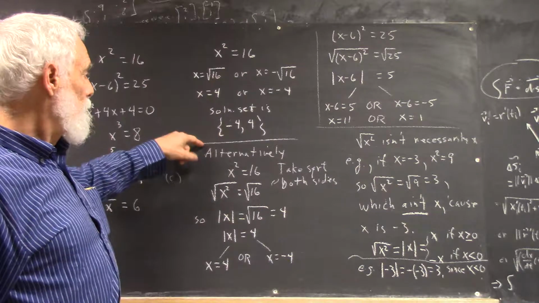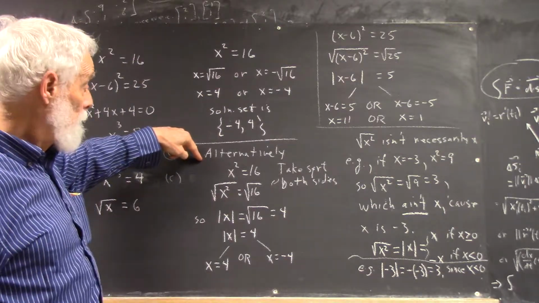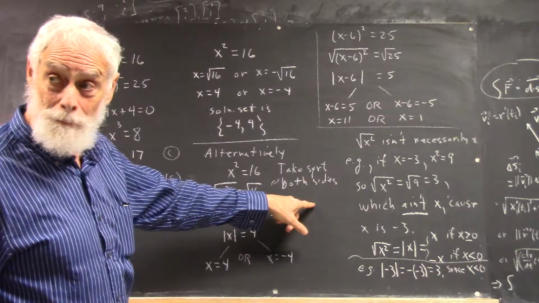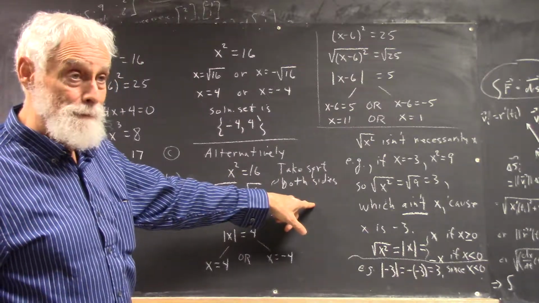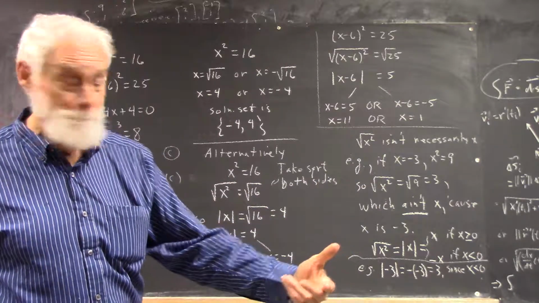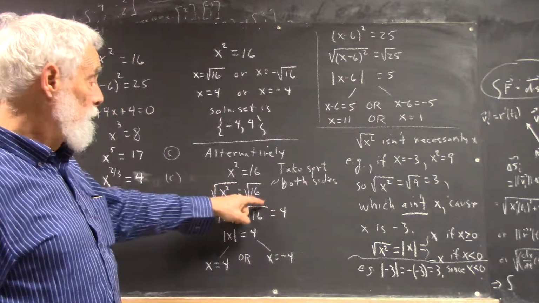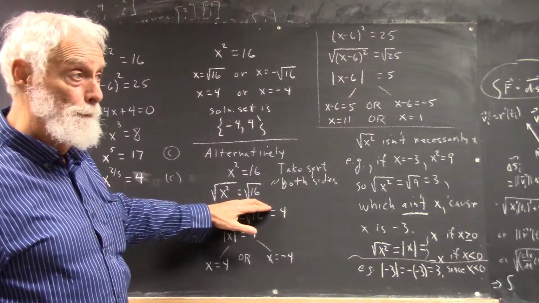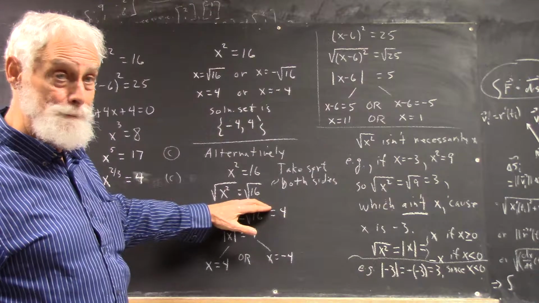But, okay, an alternative in solving this, take the square root of both sides. Okay, raising both sides to the same power, to the 1/2 power, right? So the square root of x squared equals the square root of 16. What's the square root of x squared? X.